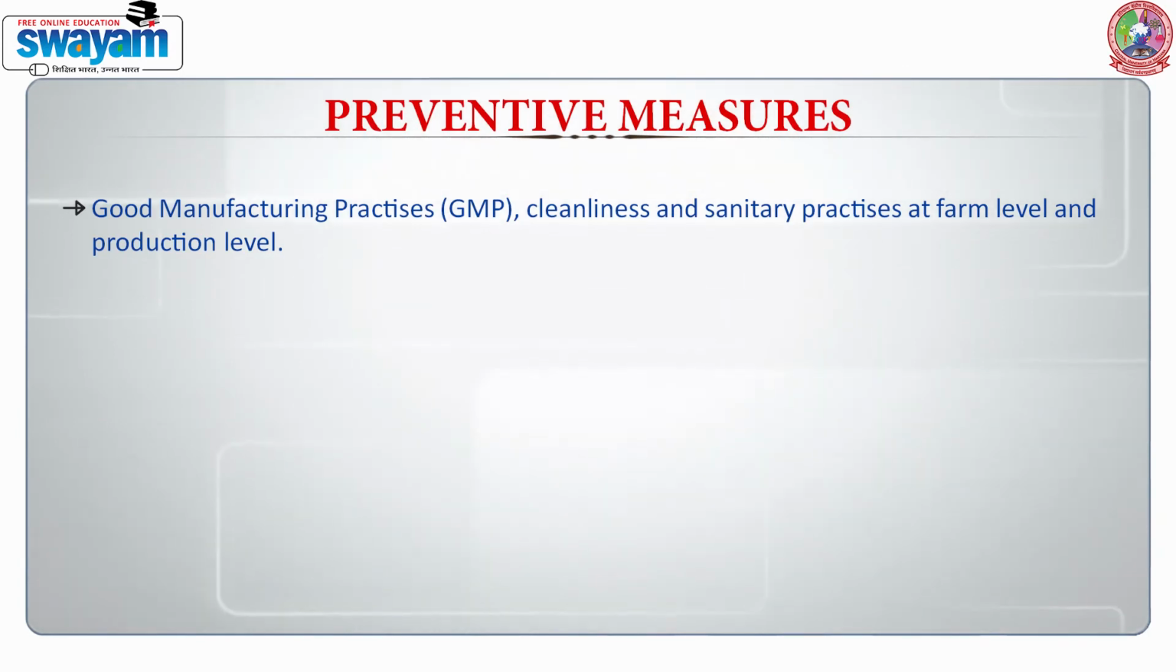When we talk about the spoilage in milk and milk products, yes, they are bound to spoil. Why? Because they have the nutrients which are suitable for microorganisms also. Therefore, it's better to take some preventive measures, as it is always said that prevention is better than cure. So in case of milk and milk products, the first and foremost important thing is the good manufacturing practices, that is GMP, cleanliness and sanitary practices both at the farm level and at the production level, and even at the processing level where this milk is being converted into various types of milk products.